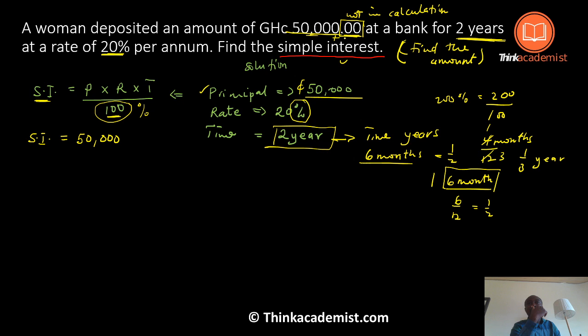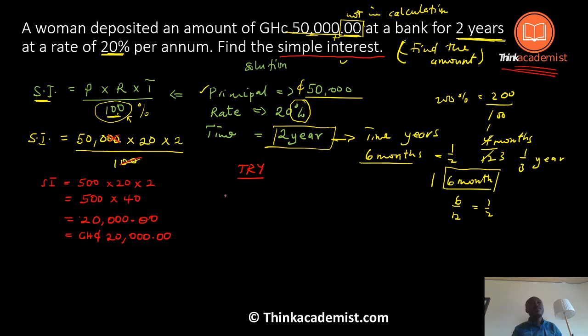So times, we established that the rate is what? 20. We don't need to write the 20 with the percentage sign, because the 100 which is down here represents that percentage. Okay, so 20 times the time. Now the time is 2 years. The time is in years, so you don't have to divide it by 12. Okay, if the time has been given in months, that's when you divide it by 12. Then it means that it will automatically change it to years.